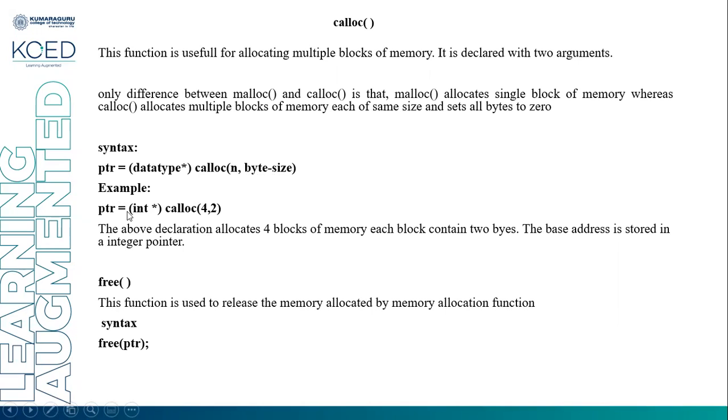What I am doing is allocating memory: int star calloc(4, 2). So for this declaration, it allocates 4 blocks of memory, each containing 2 bytes. Their base address is stored in the integer pointer.